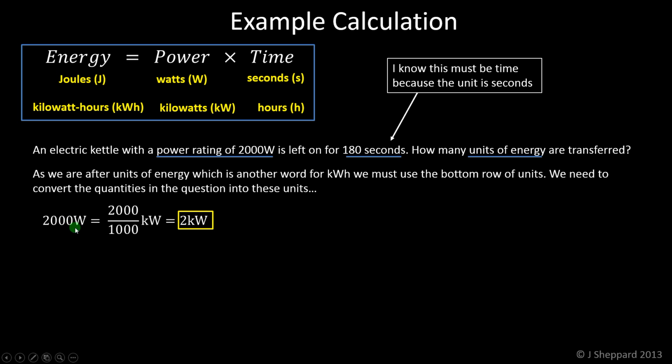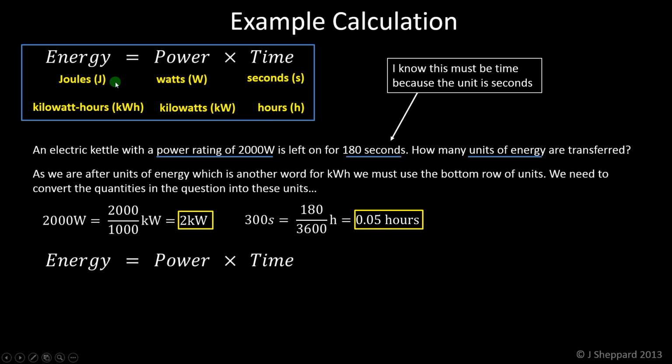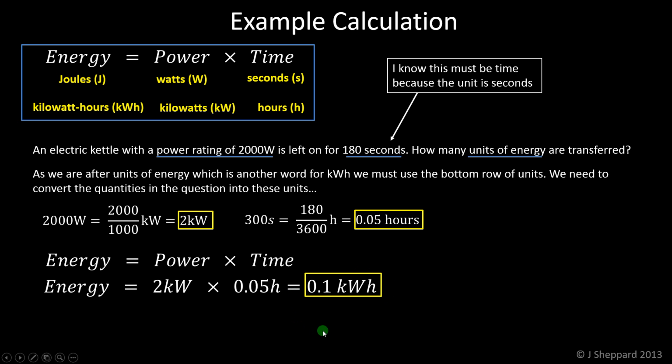So just as before, we're going watts to kilowatts, so the unit gets 1,000 times bigger, so the number gets 1,000 times smaller. 2,000 watts, 2 kilowatts. Again, we're going seconds to hours, so the unit's getting 3,600 times bigger, so the number gets 3,600 times smaller. So 180 seconds is 0.05 hours. So now we've got our quantities in the correct units. We can pull out the equation, stick them in the right place. Okay, 2 kilowatts, 0.05 hours, 0.1 kilowatt hours, or 0.1 units. There is our answer. So this is why it's so important to be on the ball with your units.